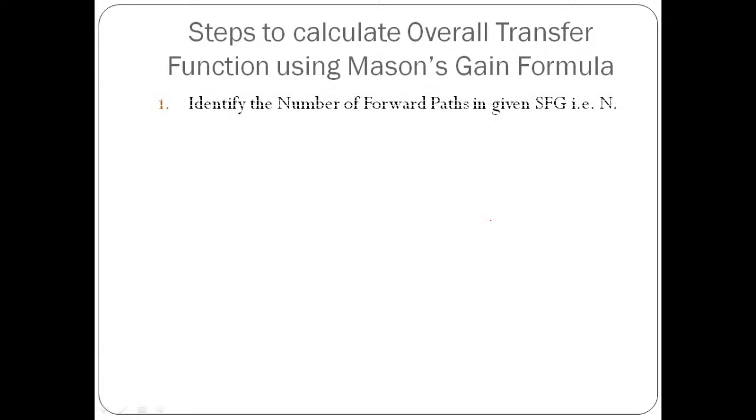And then we discussed how to find the transfer function of a system if its signal flow graph is known to us. So there are some 4 to 5 steps that we need to implement.